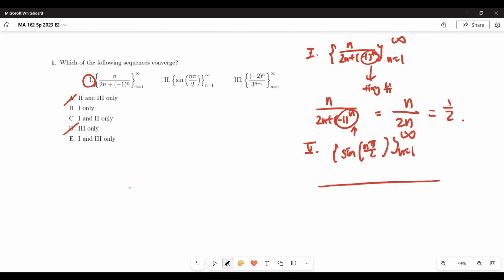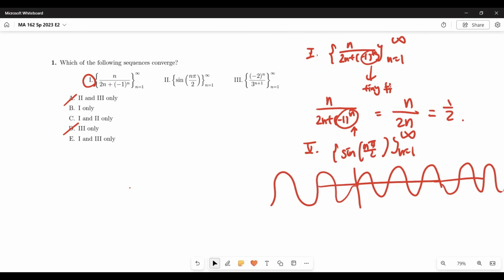If you look at the sine graph, it goes 0, negative 1, 1, it just oscillates. So it doesn't converge to any value, but it just oscillates until it goes to infinity. So it diverges. So B is not right. 2 is not right. So yeah, B is also not right. You can cancel out. And C is also not right. So our answer will be E according to elimination.